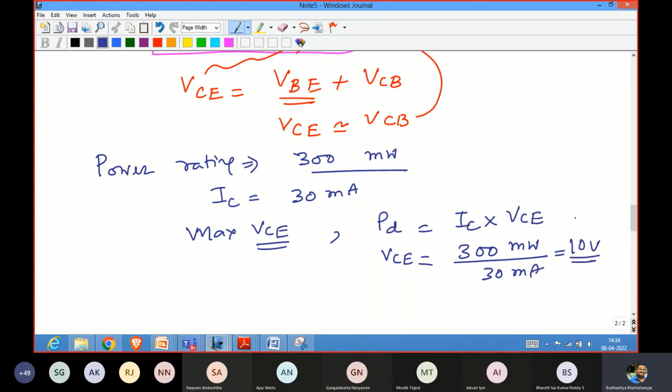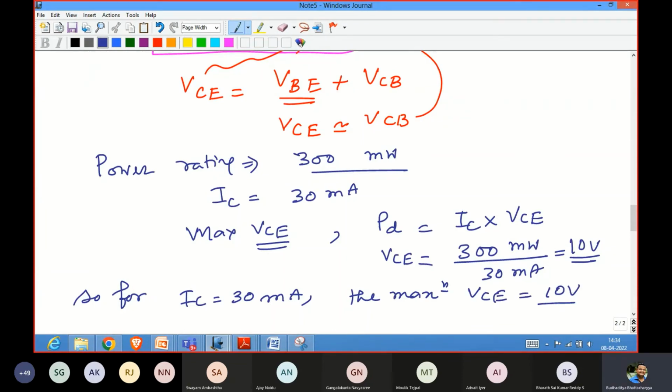So for IC equals 30 milliamps, the maximum VCE allowed is 10 volt. If the voltage exceeds 10 volt, the BJT or the transistor might get damaged. Understand? So if you are using a transistor in a circuit, you are restricted to keep the collector to emitter terminal voltage within 10 volts.